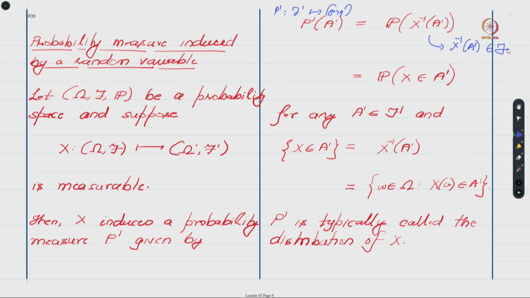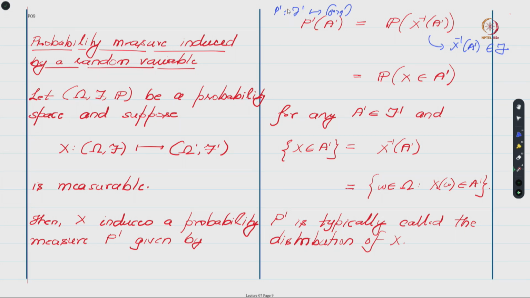Okay, because this is an element in F, and because we have been given this probability measure P, for every element in F, P assigns some value. So we can talk about P' of A', which is basically P of X inverse of A'. We will often denote this X inverse of A' as X belongs to A', hence we will say that P' of A' is P of X belongs to A'. Now notice that this right hand side is defined or given to us via the definition of P, and we are using this definition to come up with a new definition P' on F'.